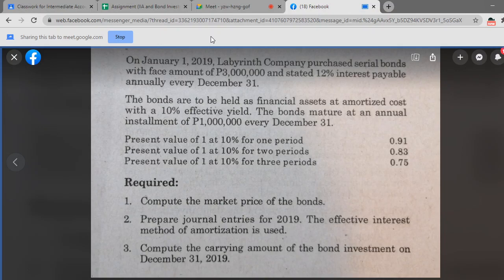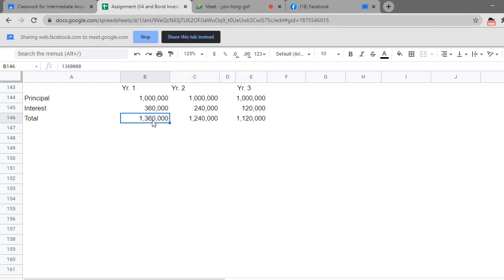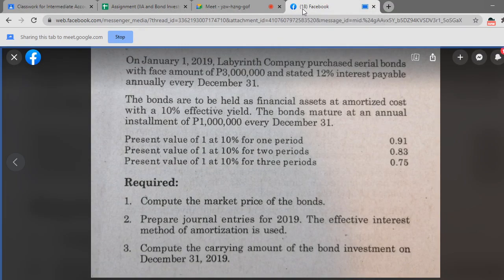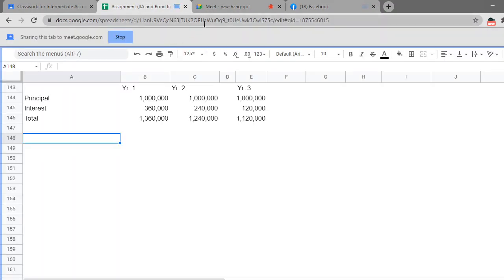Okay, ganito kasi yon. Ito, babayaran natin 1 year from January 1. Isang bagsakan. Okay? So, this 1.36 million, babayaran natin on year 1, isang bagsakan, on December 31. Tama ba? And ito namang 1.24, babayaran din natin ng isang bagsakan on December 31, year 2.